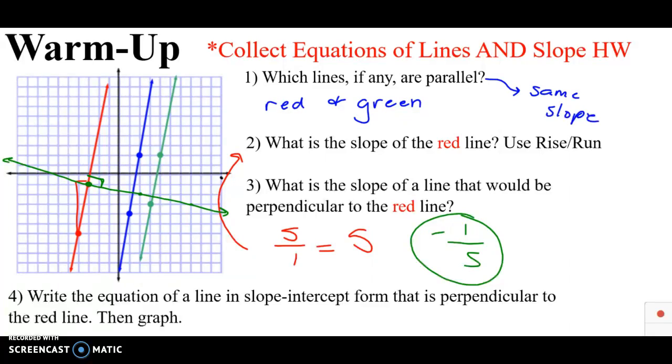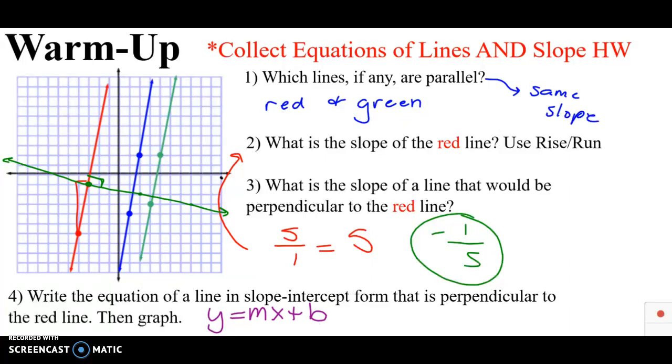Okay? So then number 4 says write the equation of a line. What is slope-intercept form? So what is slope-intercept form of a line? Riley. What's slope-intercept form of a line? Y equals mx plus b. Good.